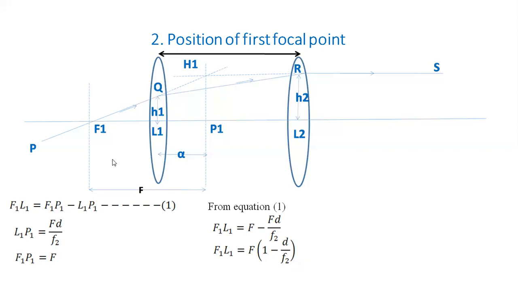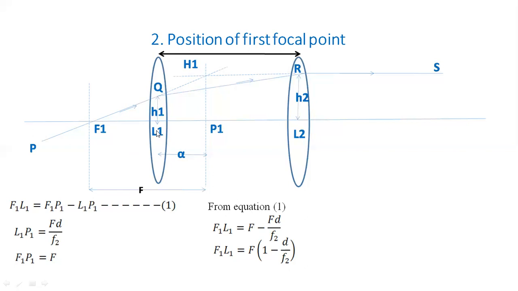According to the diagram, we are finding the distance F1 L1. While calculating, remember, I have to write the distance F1 L1, that is, start from the left and end on the right hand side. This F1 L1 is equal to F1 P1 minus L1 P1. Otherwise, it is difficult to derive the relation. Remember, you have to take all the lengths starting from the left and ending on the right hand side. So therefore, this is the value of the length F1 L1.